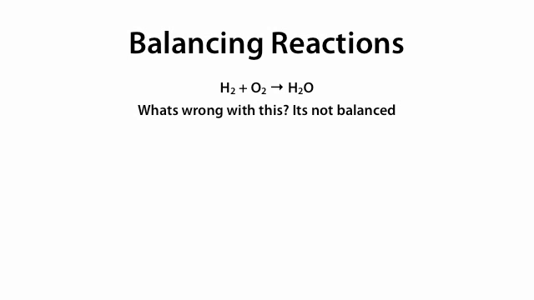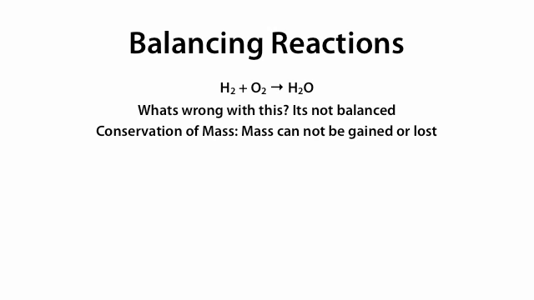If we wrote our reaction like this, it would violate the conservation of mass. The conservation of mass says that mass cannot be gained or lost. If we wrote the reaction like this, we would be saying that we lost 1 atom of oxygen. That can never happen. We have to account for the oxygen. So let's see what's wrong with the reaction and how we can fix it.